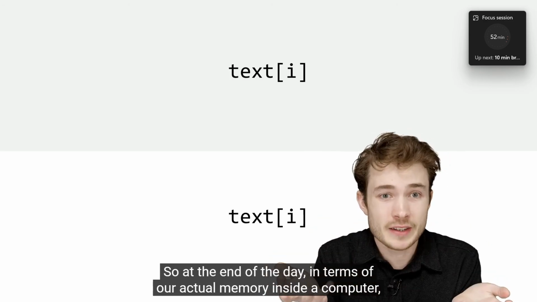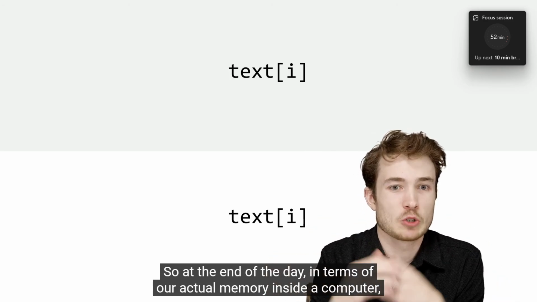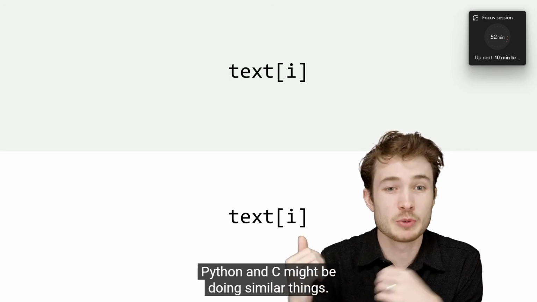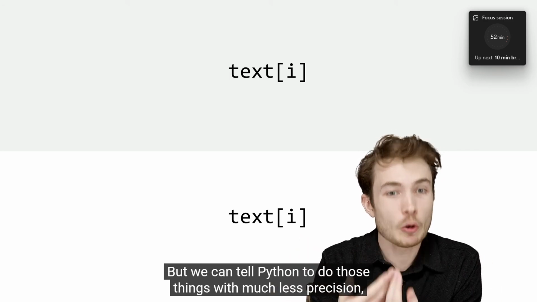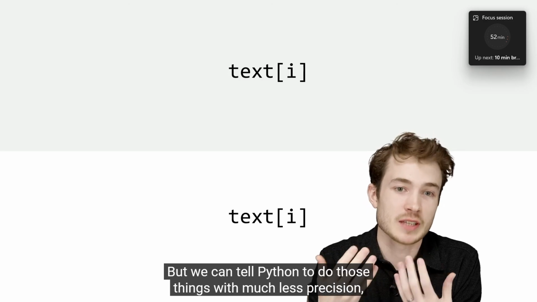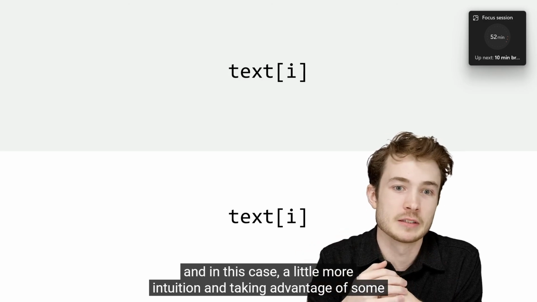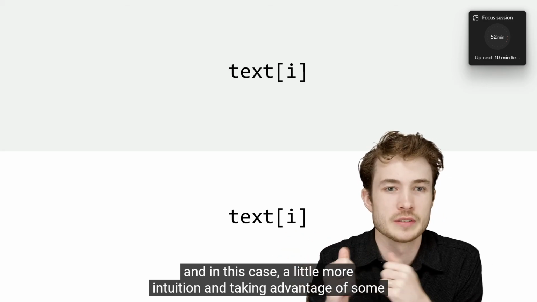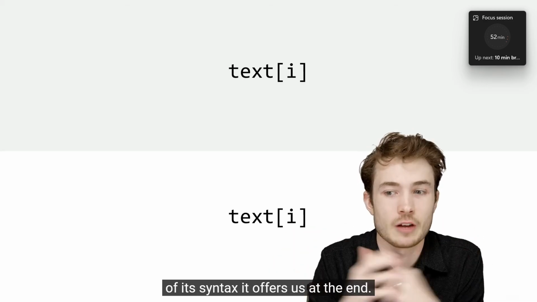So at the end of the day, in terms of our actual memory inside a computer, Python and C might be doing similar things, but we can tell Python to do those things with much less precision, and in this case, a little more intuition and taking advantage of the syntax that it offers us.